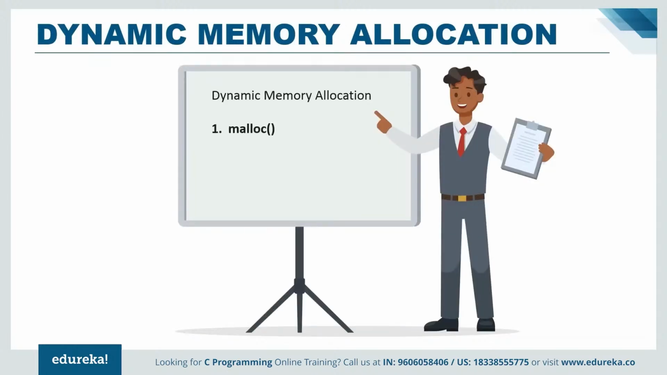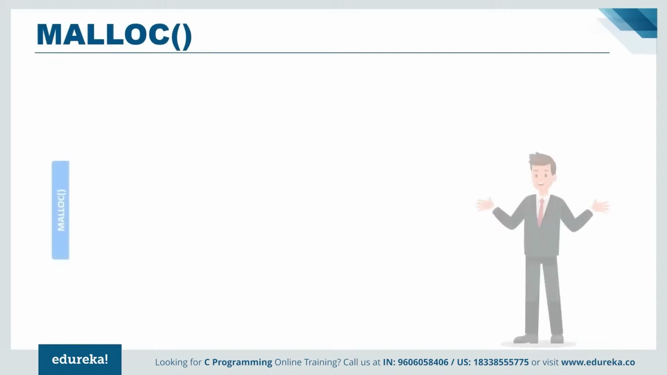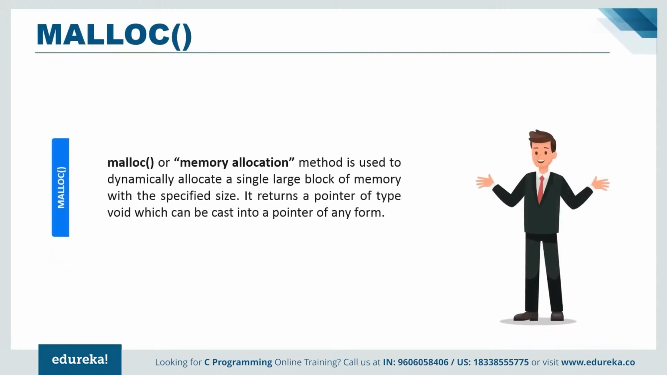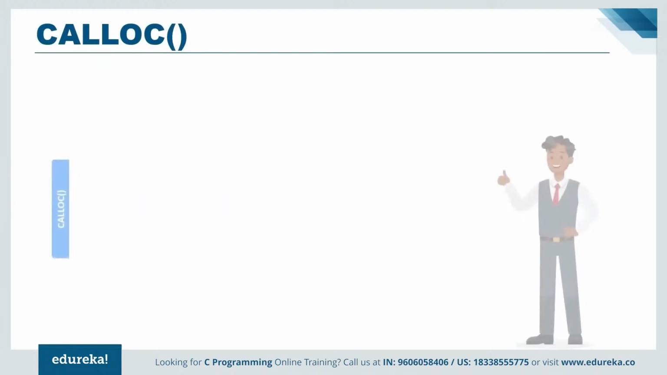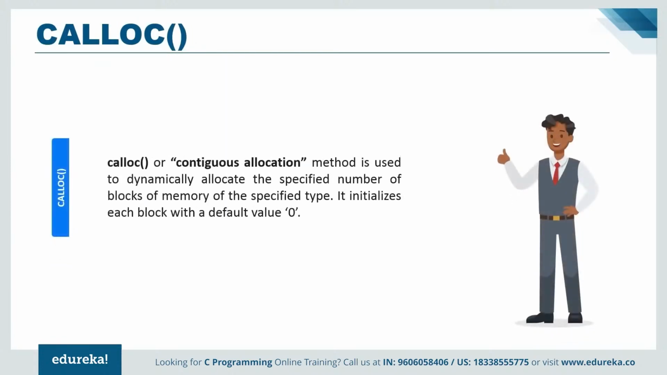Now let us discuss the dynamic memory allocation functions. Those are malloc, calloc, realloc, and free. Firstly, malloc. Malloc or memory allocation method is used to dynamically allocate a single large block of memory with the specified size. It returns a pointer of type void which can be cast into a pointer of any form. Followed by that we have calloc. Calloc or contiguous memory allocation method is used to dynamically allocate a specific number of blocks of memory of specified types. It initializes each block with a default value of 0.